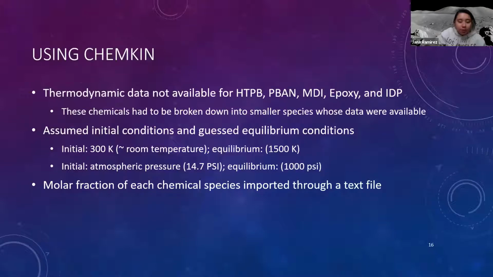So when we used ChemKin, one of the problems we ran into was that thermodynamic data was not available for some of the chemicals that we were using, and these chemicals had to be broken down into smaller species whose data we did have access to. We assumed initial conditions to be room temperature and atmospheric pressure, and we guessed at the equilibrium conditions to be 1500 Kelvin and 1000 psi. And we used a text file that included the molar fraction data of each chemical species, and we imported that data into ChemKin.